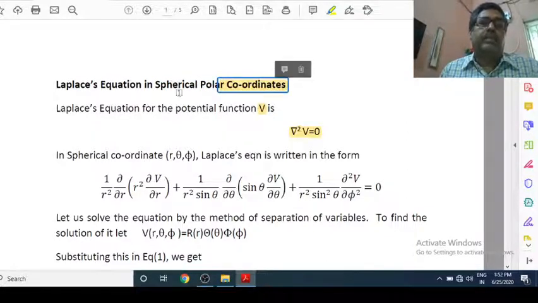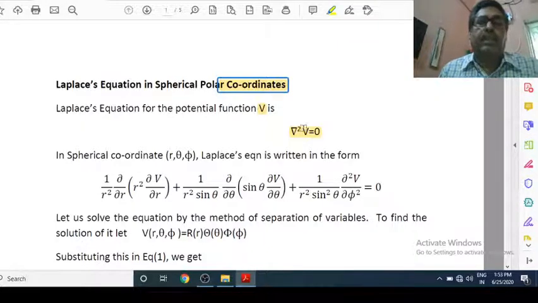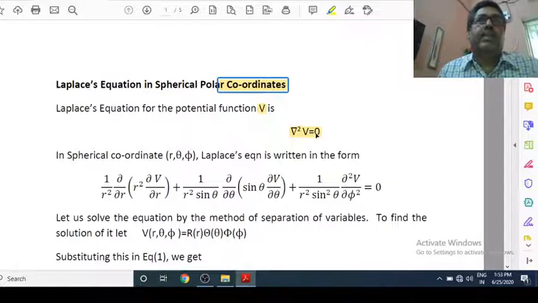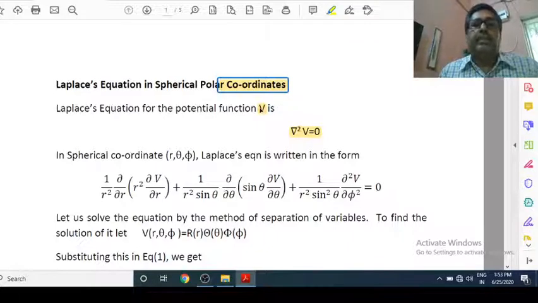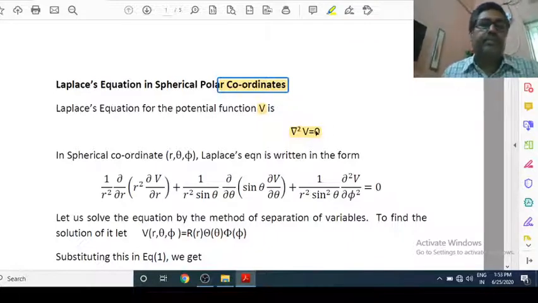Spherical polar coordinates are r, theta, phi. So one phi is here, which is itself a coordinate, and if I take the symbol phi for potential, then there will be confusion whether this is a potential or a coordinate. So for convenience, we have changed the symbol of potential. Phi is replaced by V. Okay, so this is Laplace's equation in general.